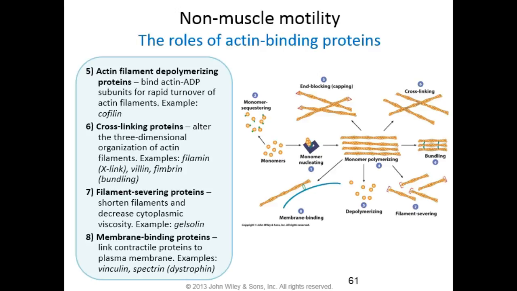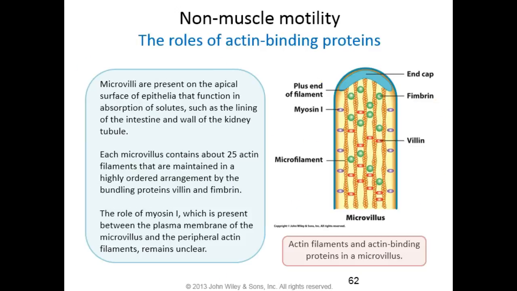So those are the different proteins that affect the way actin is polymerized, depolymerized, attached to membranes, and attached to itself. Microvilli, specifically, are structures typical on the apical surface of epithelia that function in absorption of solutes, like lining your gut and some of your other epithelial surfaces, mucosal surfaces, and kidneys as well. Each microvillus contains about 25 actin filaments that are maintained in a highly ordered arrangement by the binding proteins villin and fimbrin. The role of myosin 1, which is present between the plasma membrane and the peripheral actin filaments, remains unclear.